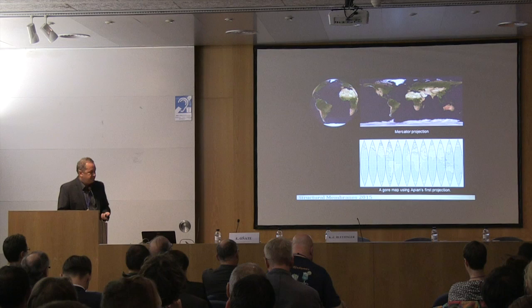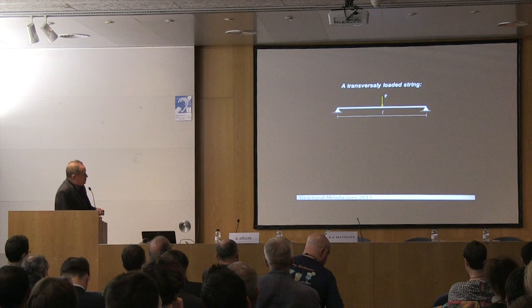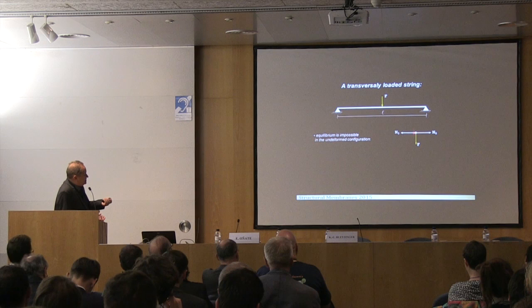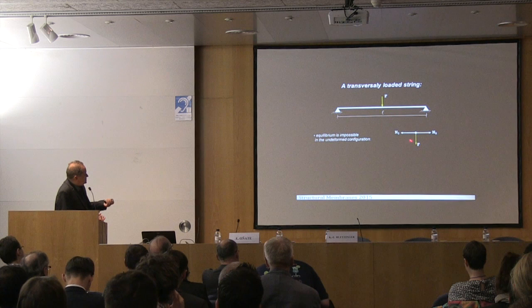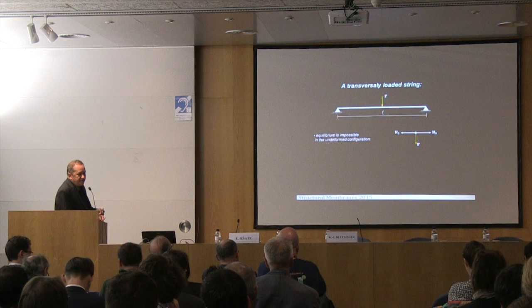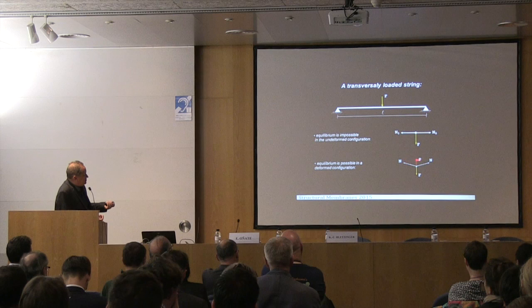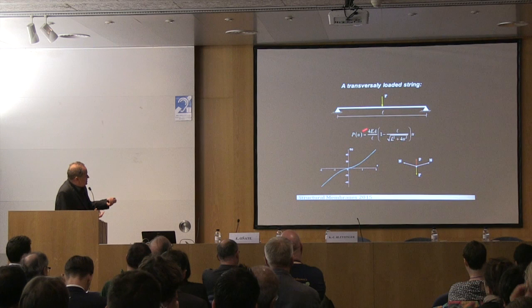Okay, let's come back to the equilibrium problem. Consider a transversely loaded string. If we, as usual in strength of materials methods, try to establish equilibrium in the undeformed configuration, it is impossible because this vertical external force cannot be equilibrated by the horizontal internal forces. Now, we have to express equilibrium in a deformed configuration, where yes, we can have a resultant of internal forces which equilibrates F. But this is nonlinear. This is how the internal vertical force goes.